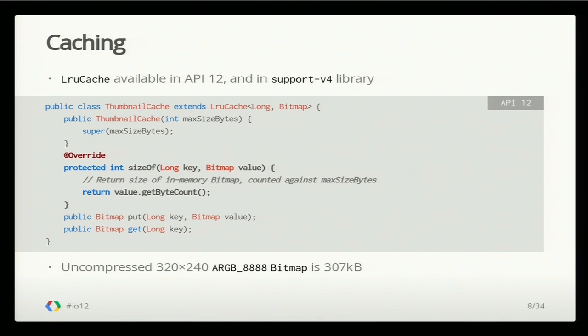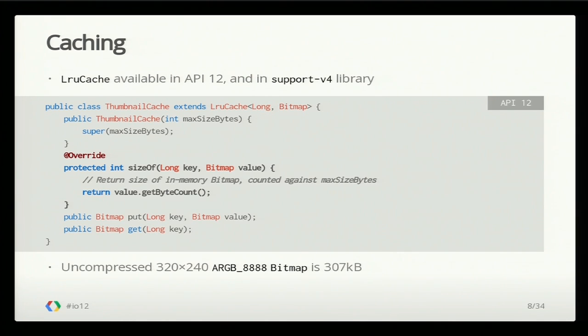One thing that's nice about LRU cache is that it offers us a sizeOf method that we can override. And this gives us an opportunity to communicate the size of a specific item that we're storing in the cache, how much we'd like it to count against the maximum size or the bounded size of our cache. In this case, I'm just going to return the number of bytes that the bitmap object actually represents in memory.